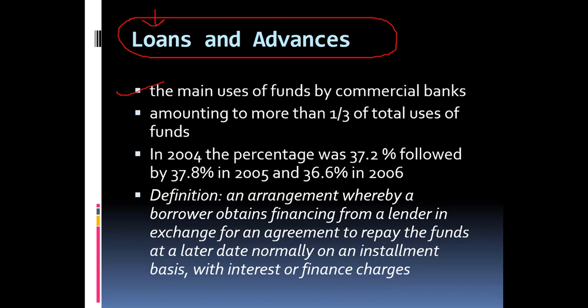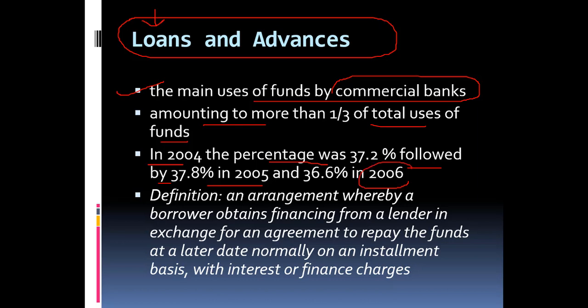And the main use of funds by commercial banks here amounts to more than 1/3 of total uses of funds. In 2004 the percentage was 37.2%, followed by 37.8% in 2005, and in 2006 it was 36.6%. And based on the definition of a loan, it is an arrangement whereby a borrower obtains financing from a lender in exchange for an agreement to repay the funds at a later date, normally on an installment basis with interest or finance charge.